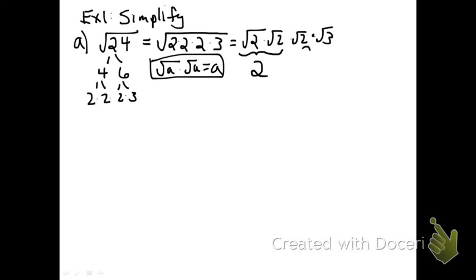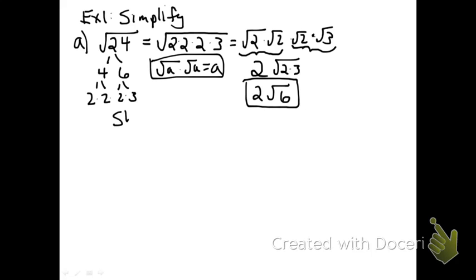And then I'm left with these two oddballs that I can't combine to pull a 2 or 3 out. So I'm left with the square root of 2 times 3, which is the same as the square root of 6. So I'm stuck with 2 times the square root of 6, and this is simplified. The idea is to pull out perfect square factors.